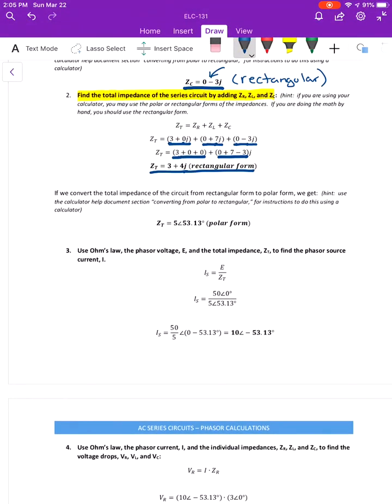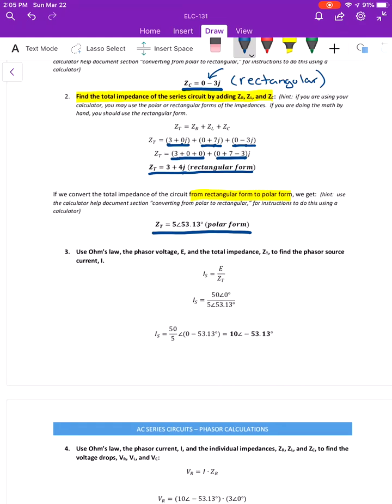Okay, so if we convert this from rectangular to polar form, and you can use your calculator for this, we get 5 at an angle of 53.13. I have previous videos where you can learn to use your calculator to do this, and if you need help with that, let me know. Remember, the equation to do that as well would be Z equals the square root of X squared plus Y squared, and the angle is the inverse tangent of Y over X.